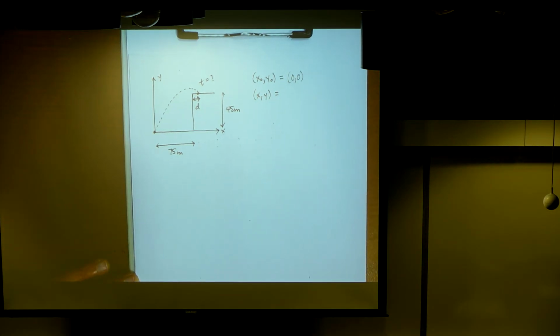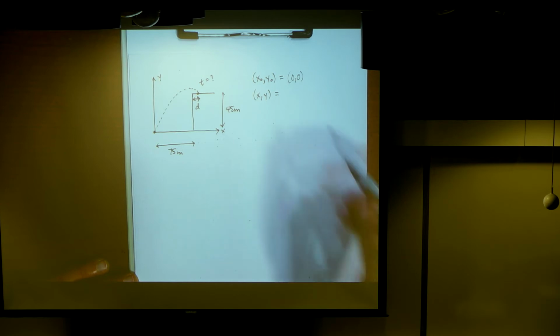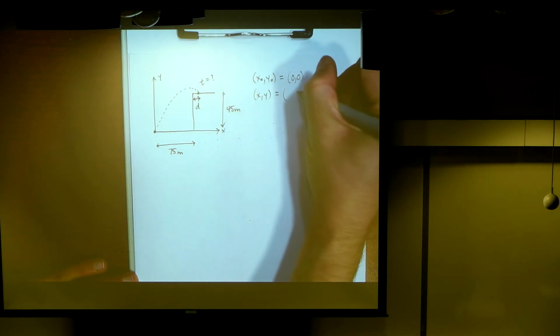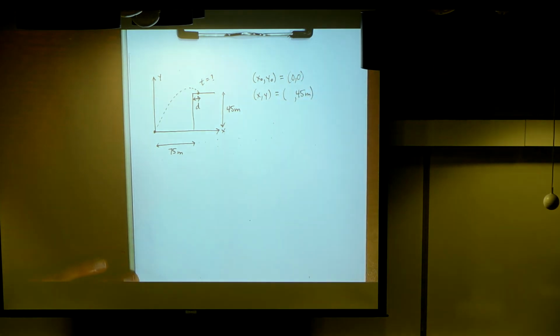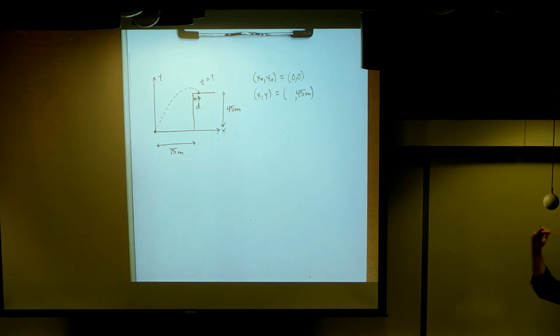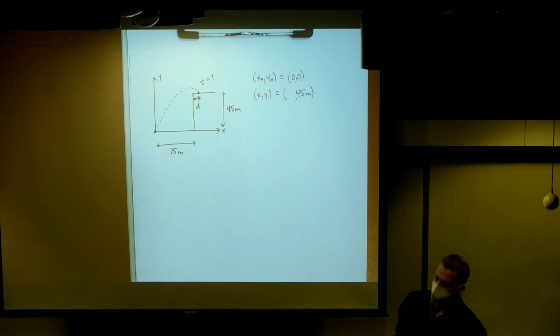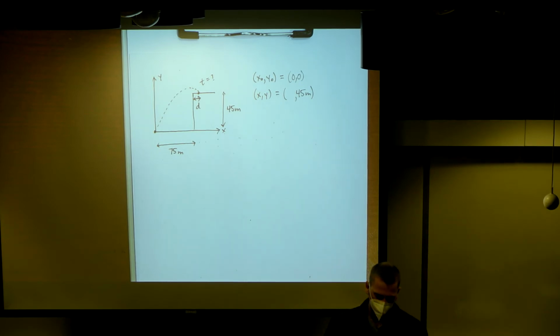Y is 45 meters. Okay, so the Y coordinate is definitely 45 meters. We'd agree that the projectile is 45 meters off the ground at the moment it lands on the building. Can we say anything about the X coordinate?